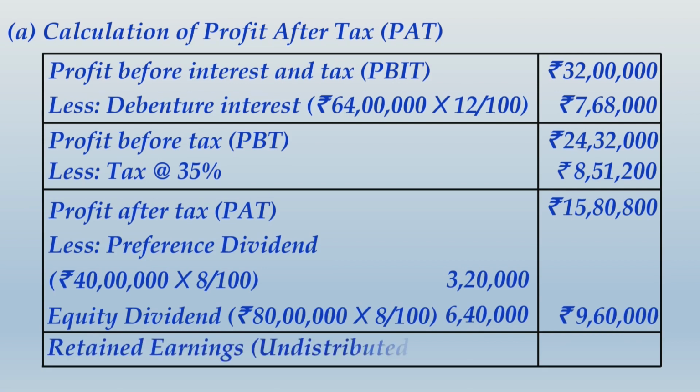So what you get is retained earnings or undistributed profit. We have arrived at this undistributed profit because the base of the share valuation as required in the question is to give some weightage to the distributed profits and some weightage to the undistributed profits or retained earnings. So friends, before we move ahead, please take note of all these calculations.